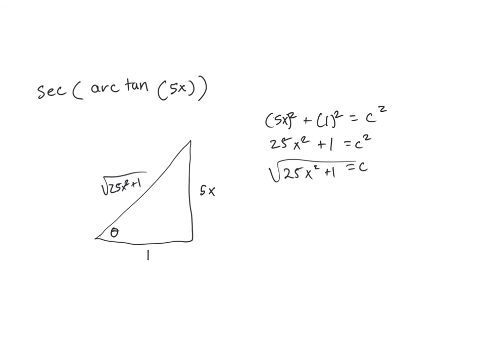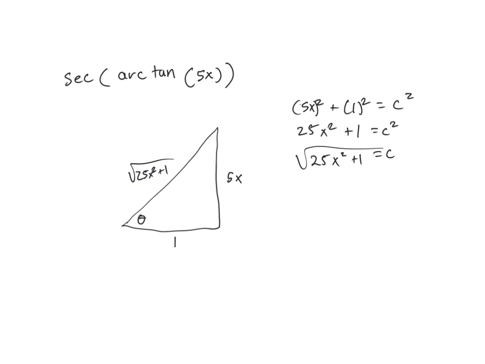And we want the secant of that. Well, isn't the secant the adjacent, which is 1? No, it's the hypotenuse divided by adjacent. So the secant would be the square root of 25x squared plus 1, divided by 1, which is this in itself. So our answer is that.